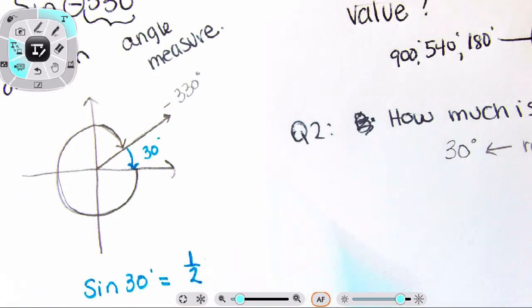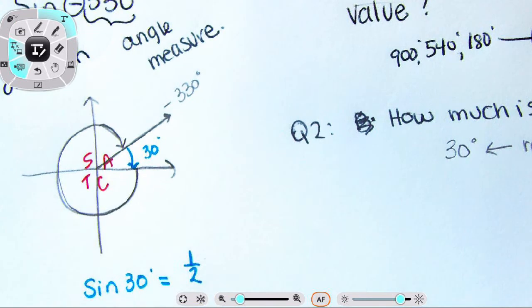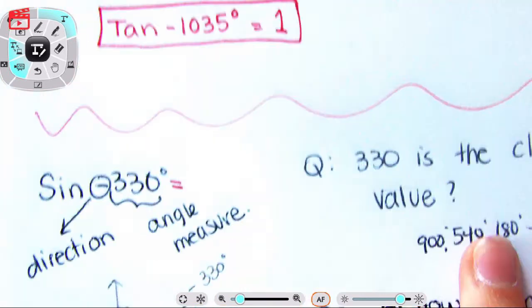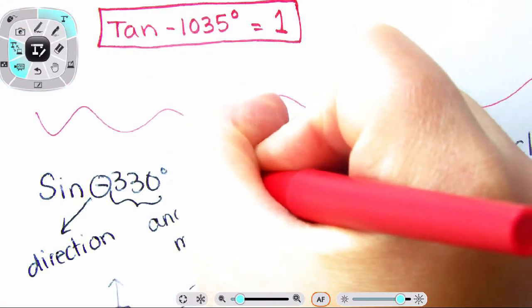Now we're looking at what quadrant our original angle is in. So, all students take calculus. It is in quadrant 1, therefore our answer is positive. So sine of negative 330 is positive 1/2.